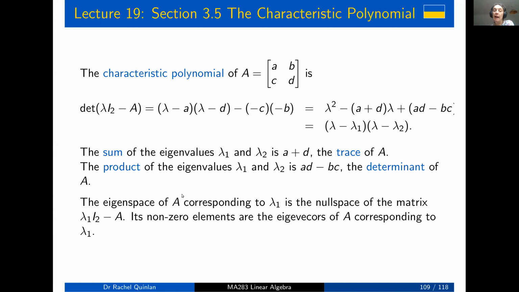Okay, so the eigenspace of A corresponding to either of the eigenvalues, lambda 1 or lambda 2, is the null space of the matrix that we get by replacing the variable lambda here with that particular eigenvalue that we're interested in. So lambda 1 identity minus A or lambda 2 identity minus A. And the non-zero elements of that space are the eigenvectors of A corresponding to lambda 1.